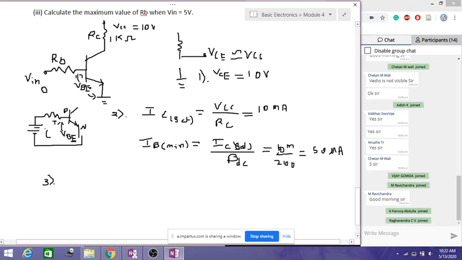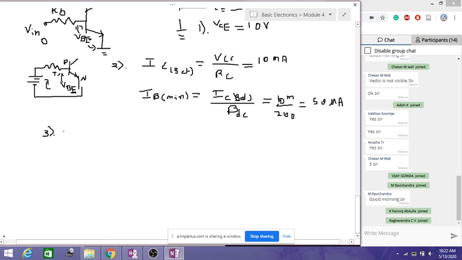So if we apply the KVL here, so this is my Vin, so then I'll get my KVL as minus Vin plus VRB, that is the voltage across the resistor RB, plus VBE. So now I have to find this VRB, the voltage across RB, then we can find the value of RB.